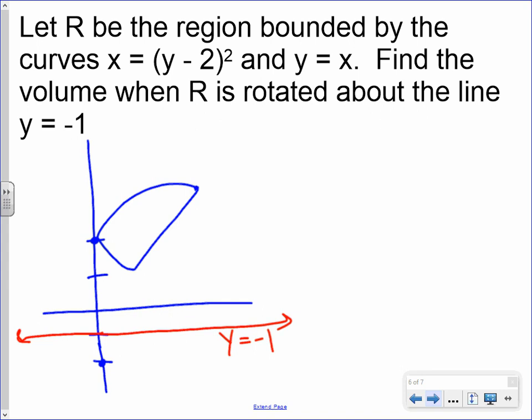Okay, now let's talk about the benefits of the shell method. Some of us are really into that disc washer method. Why is the disc washer method not a good choice? Pick top, bottom, you have two different bottoms. If you pick right, left, you have two different lefts.